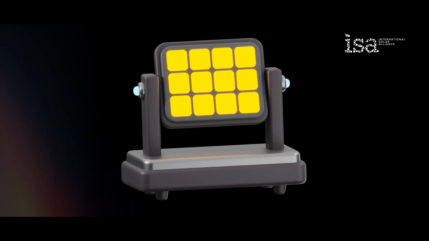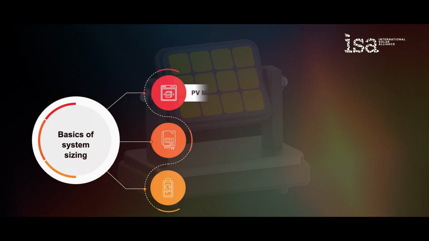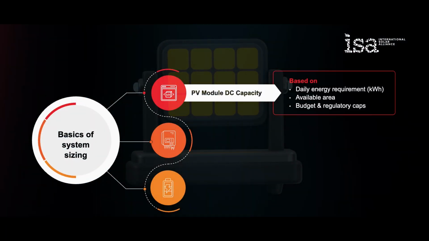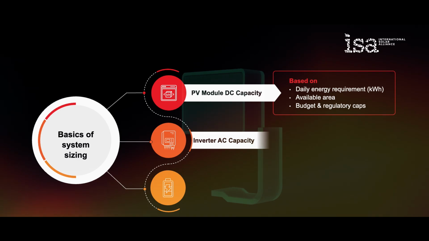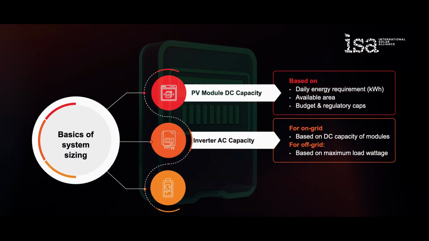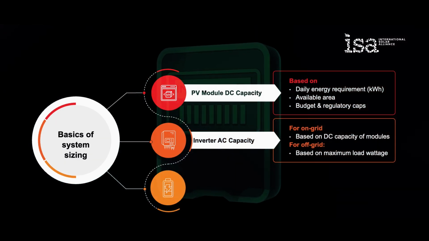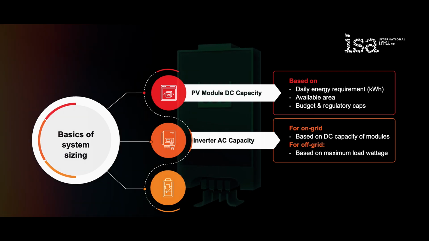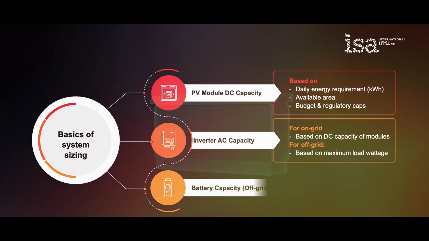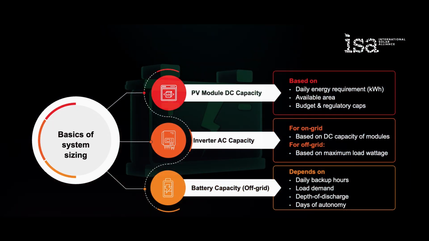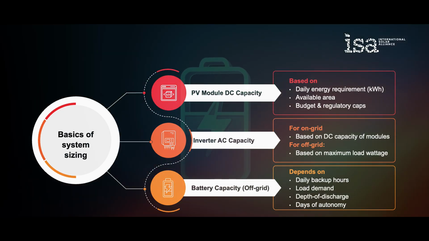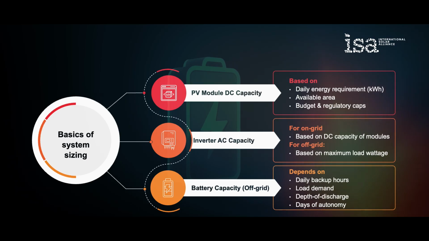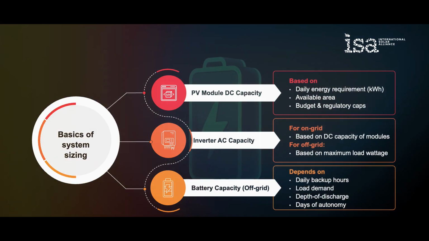Once survey data is complete, preliminary system sizing begins. PV module DC capacity is based on daily energy requirement in kilowatt hour, available area, budget and regulatory caps. Inverter AC capacity for on-grid is based on DC capacity of modules. For off-grid, it is based on maximum load wattage. Battery capacity, off-grid, depends on daily backup hours, load demand, depth of discharge, days of autonomy. Final sizing and technology selection are done during detailed engineering.